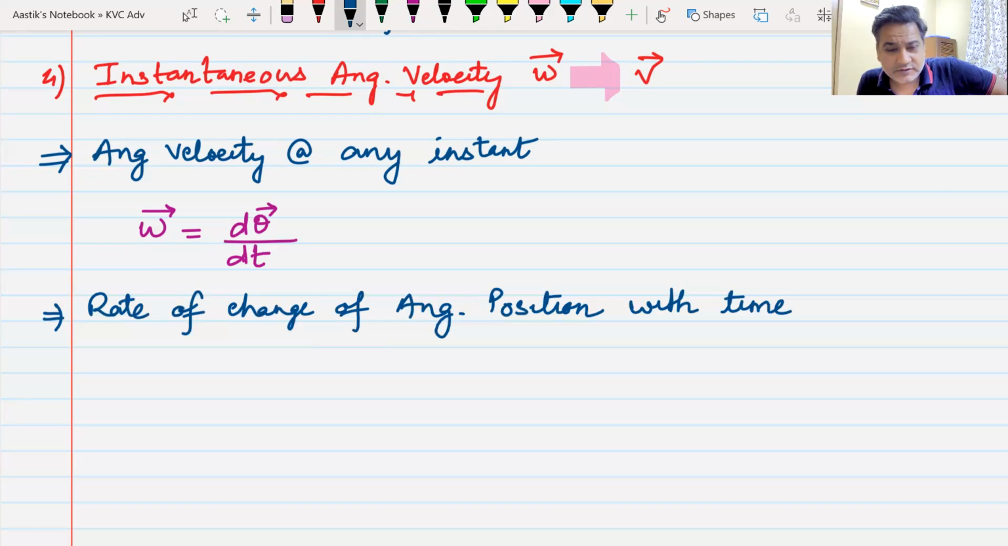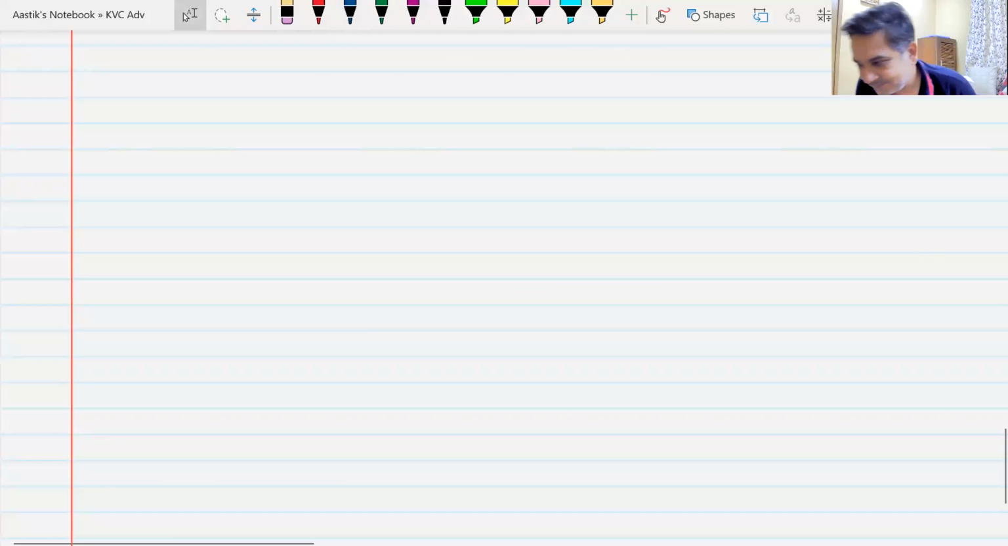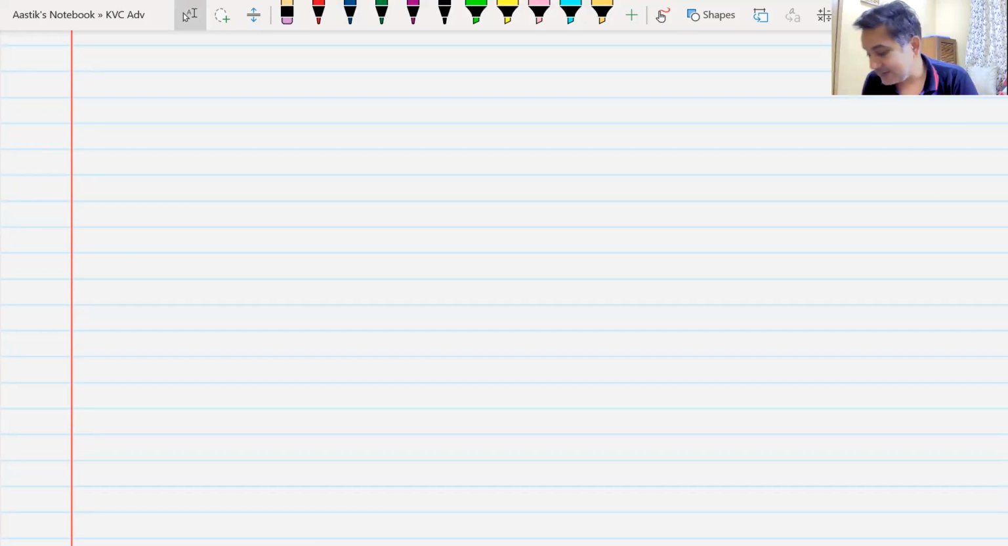Do you understand it? Understood, sir. Instantaneous angular velocity. What should be the next term that should come? Average angular acceleration. No, that is not the next term. The next term that is going to come is uniform angular velocity.